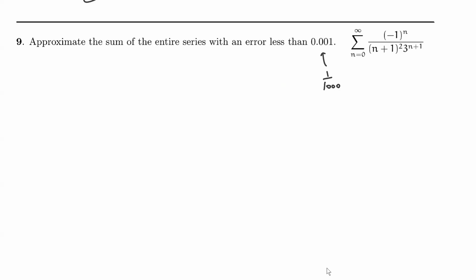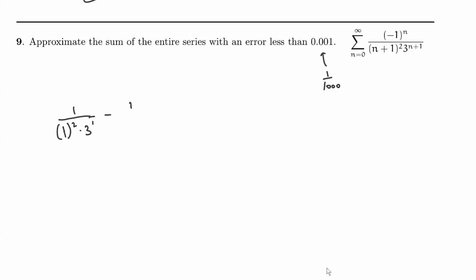Okay, so I think we can start plugging in some values in it. For example, if we plug in n equals 0 into the series, we're going to get the first non-zero term. So it's going to be 1 over, so remember n equals 0, so we get 1 to the power of 2, and then times 3 to the power of 0 plus 1, so 3 to the power of 1. That's the first term. This is not less than 1 over 1,000. So we have to continue.